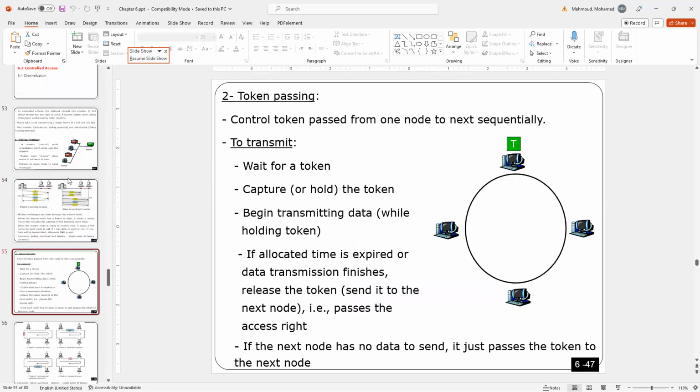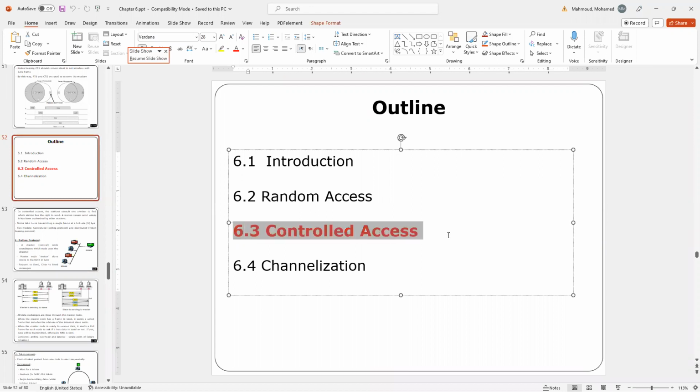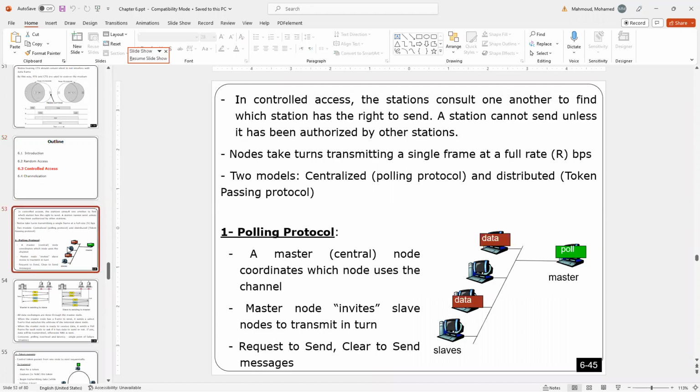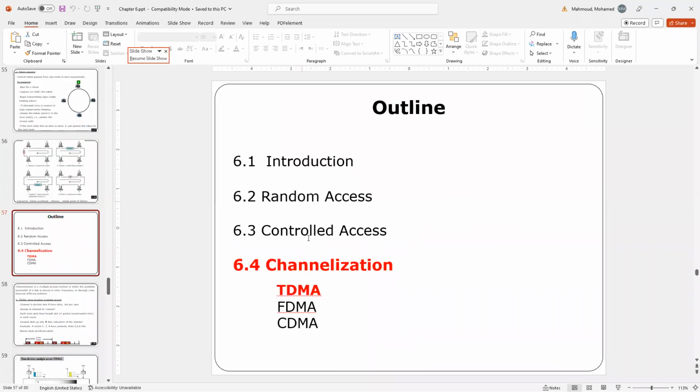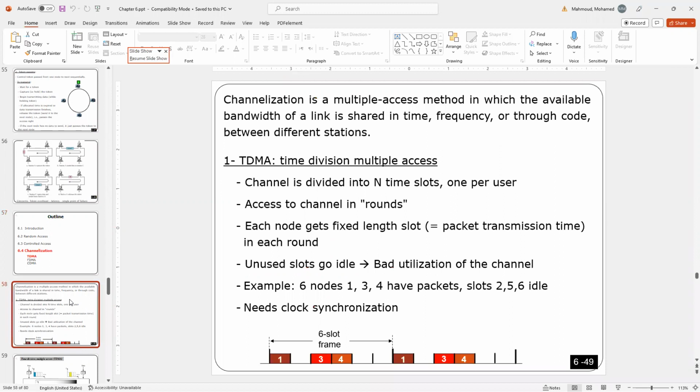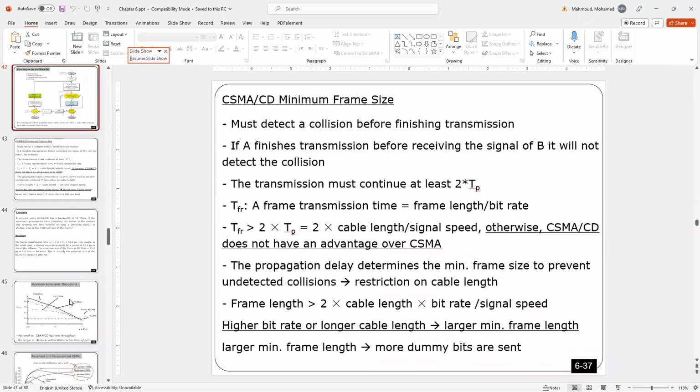Also, you can cancel controlled access. We don't need it. Controlled access as well, and also we don't need TDM and FDM. CDMA will be in the exam. You have numerical examples here. All of them are important.